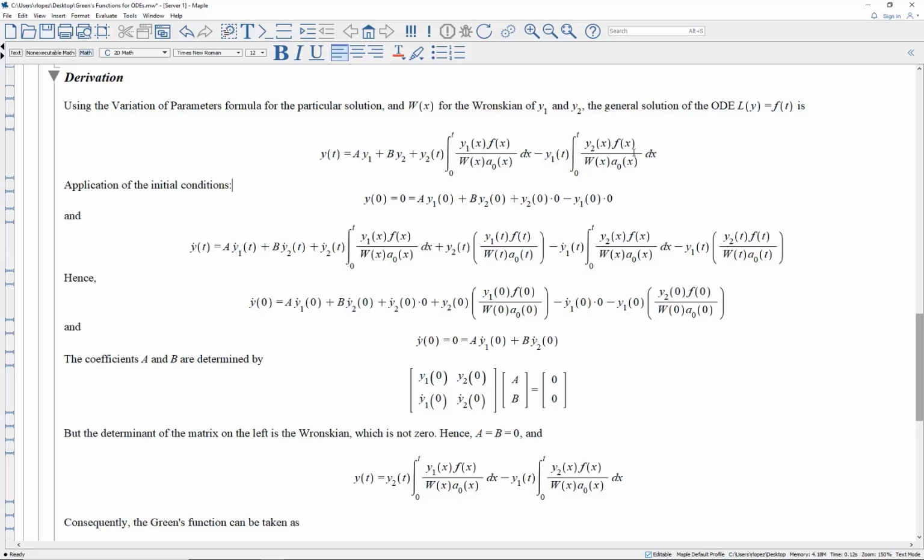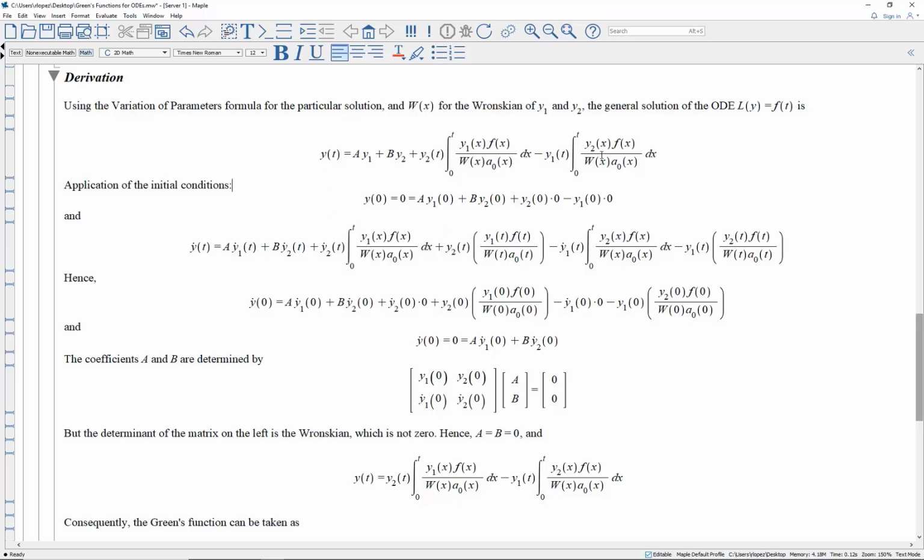Therefore, this is a general solution. And I always taught my students the variation of parameters formula: y2, y1, y1, y2, 2112 with a minus sign in between. Here's the driving term. This is the Wronskian. This is the leading coefficient.